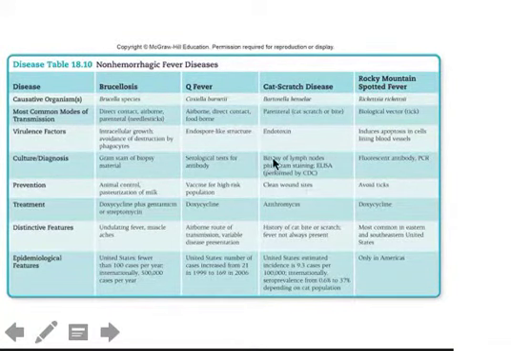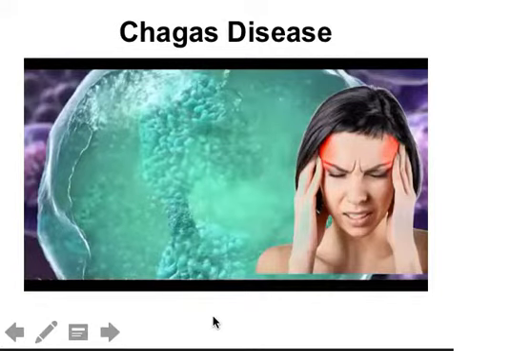Here's the rundown of the non-hemorrhagic fever diseases, giving you, again, the causative agent, the virulence factors, the prevention, the treatment, the features, and the epidemiology. Here's Chagas disease.